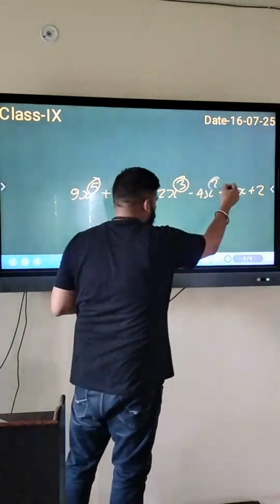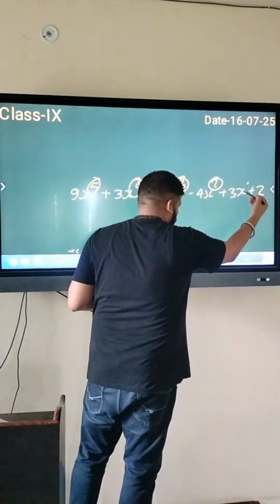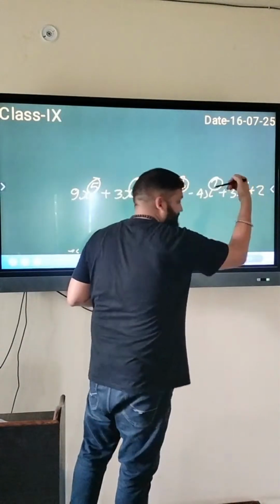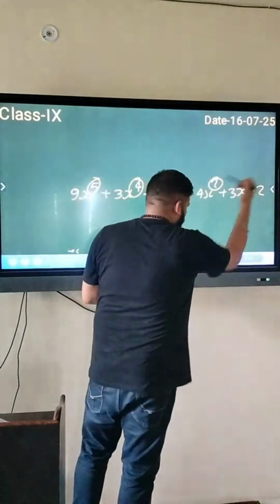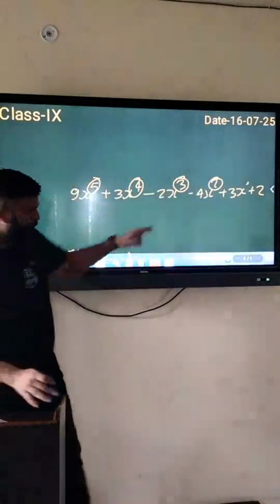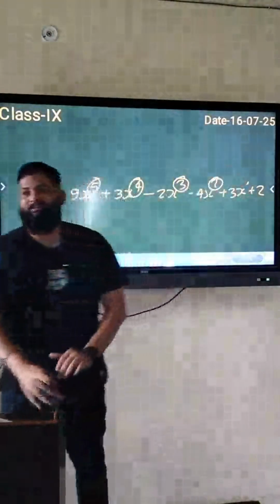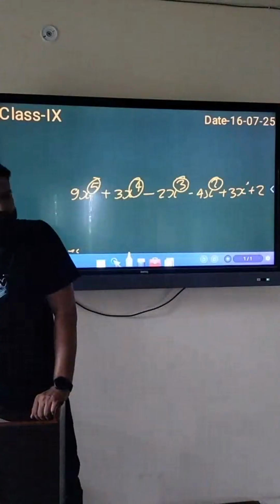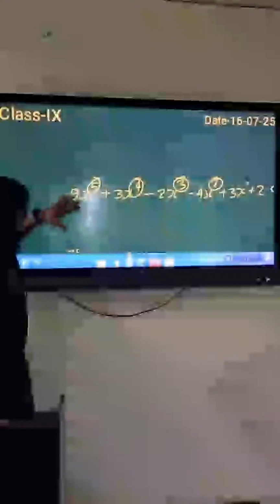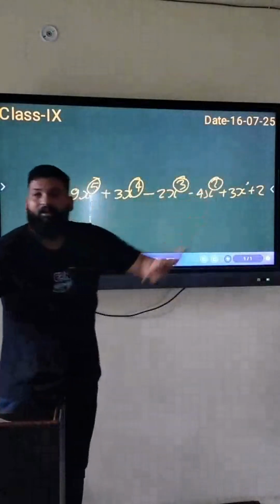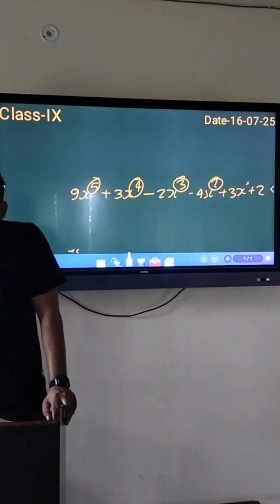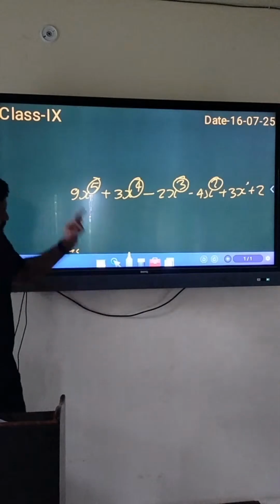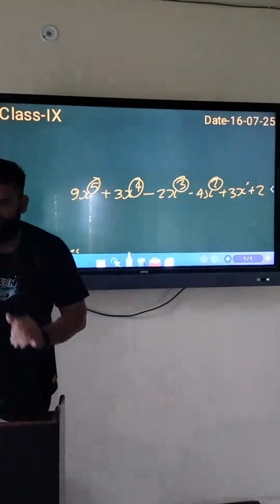x power 3, x power 2 and x. Where we write no power, that means there is power 1. And 2 is called the constant term. Clear? And these are literal, it means variable terms, right? Now we have to get how many terms are there.